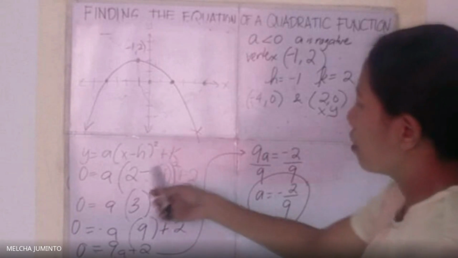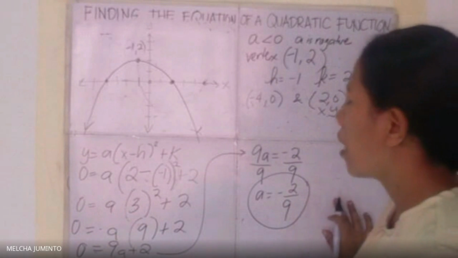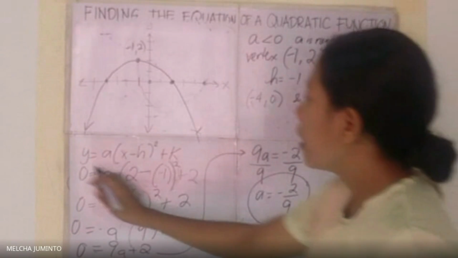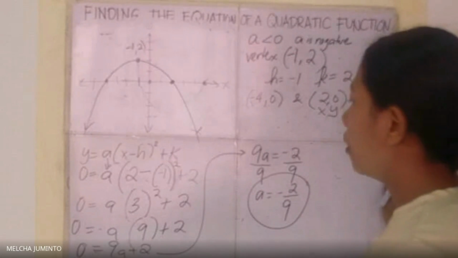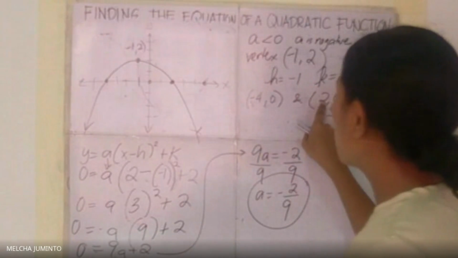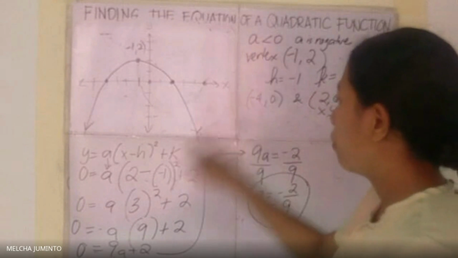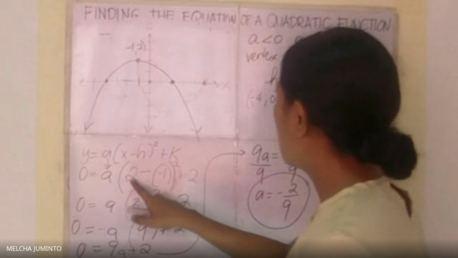I repeat the solution. The given vertex form is y is equal to a times the quantity x minus h squared plus k. Replace y with 0. a remains a. There's no value for a here, and that is what we're looking for, the value of a. x will be 2. We can use 2 or -4, just the same. In this case, let us use 2.